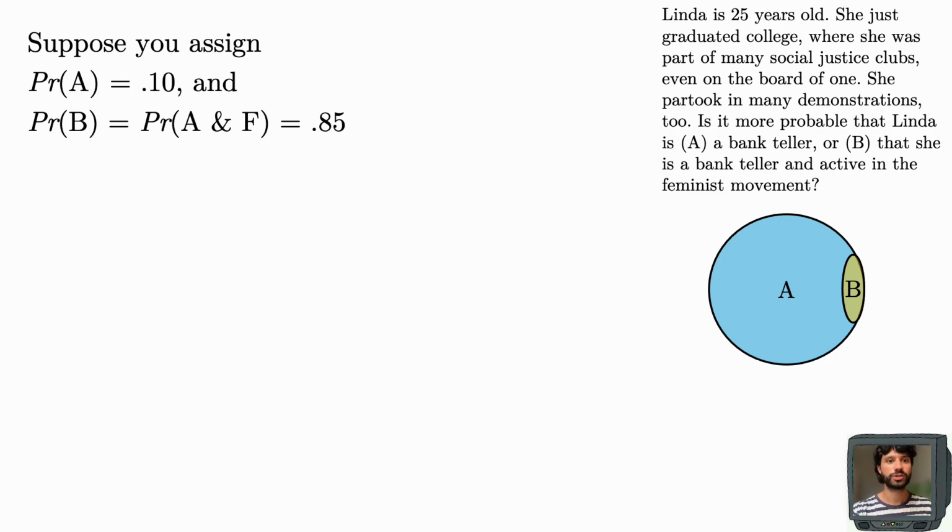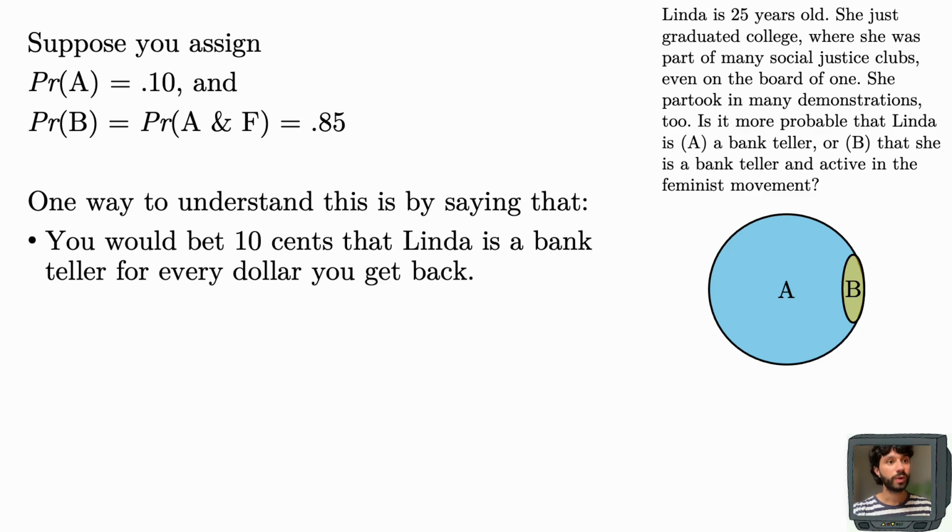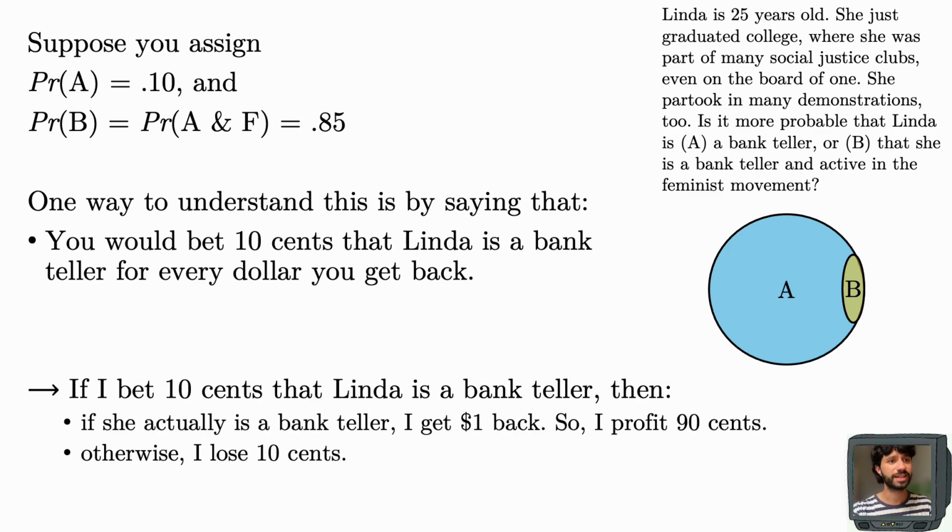Using the operationalization that we've seen, one way to understand this is by saying that you would bet 10 cents on the dollar that Linda is a bank teller for every dollar you get back. Here you don't think it's very likely for Linda to be a bank teller, so you're betting very little, 10 cents, and getting $1 back. So you'd make a profit of 90 cents. If she actually is a bank teller, I get $1 back, so I profit 90 cents. Otherwise, I lose 10 cents.